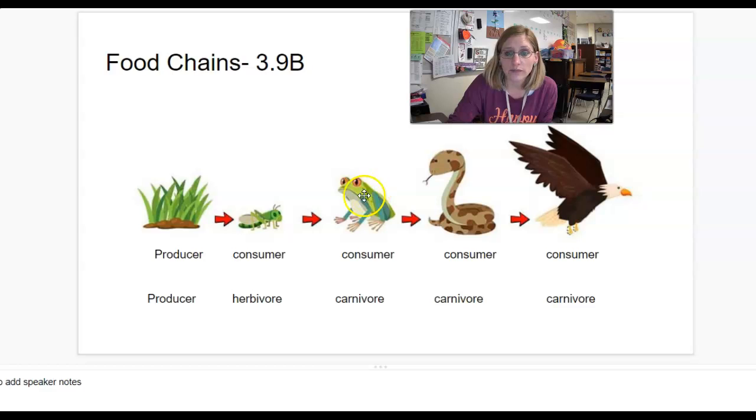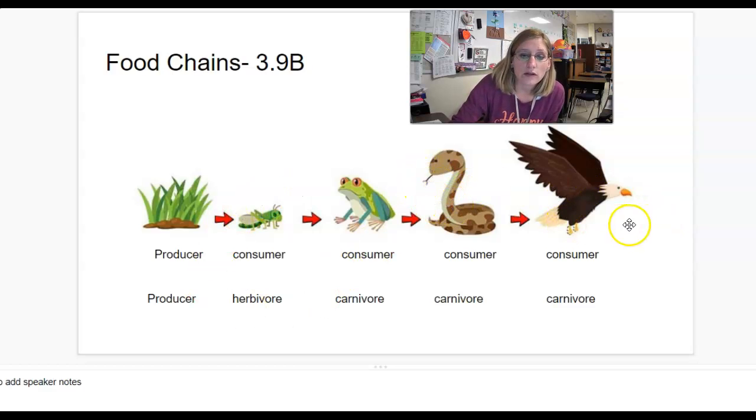another consumer, which is a prey. This would be prey, and this would be a predator. And then this consumer gives energy to another consumer, which is its predator for its prey. And then the same thing, this consumer gives energy to another consumer, which is the top of the food chain, and that is also considered giving energy to.